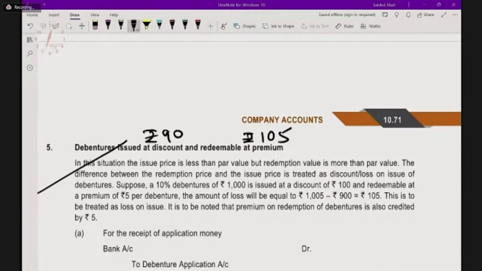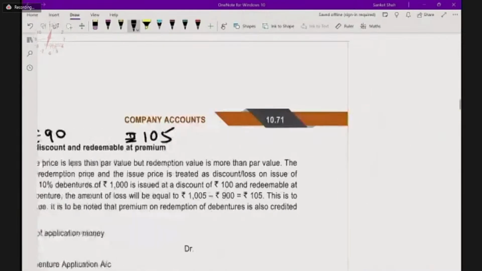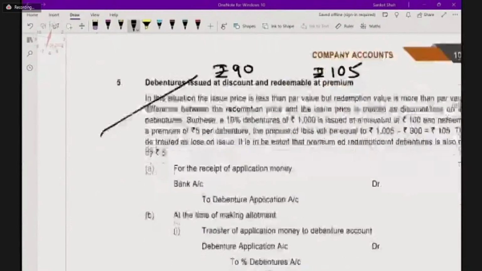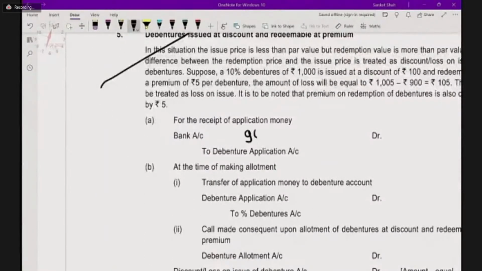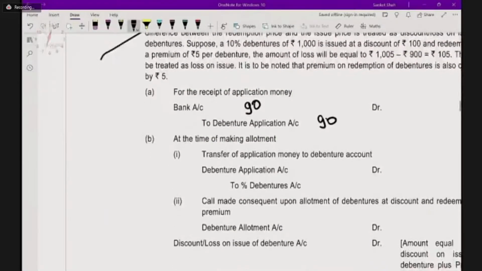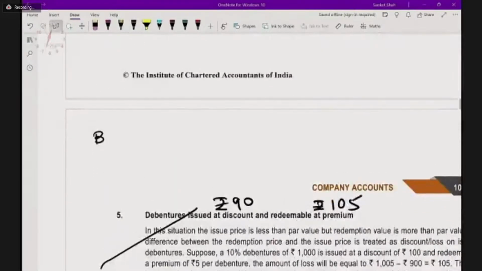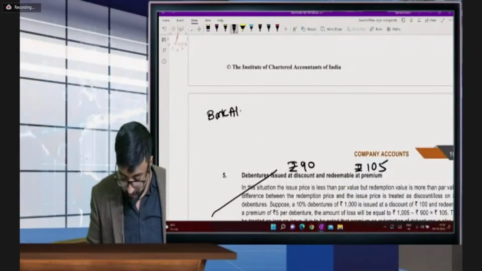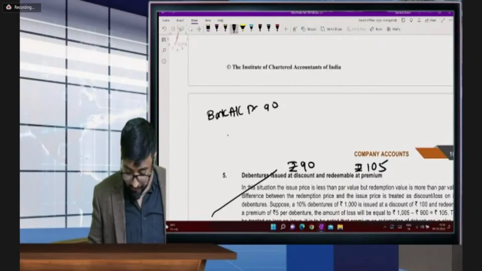Beta, yes. What is the entry? Yes, now many of you have written. See, entry is bank account debit to debentures application 90. Now, bank account debit, sorry, I will write over here. Bank account debit 90 to debentures application.